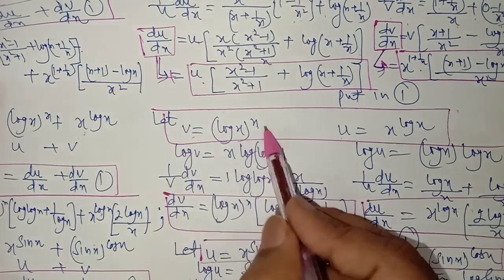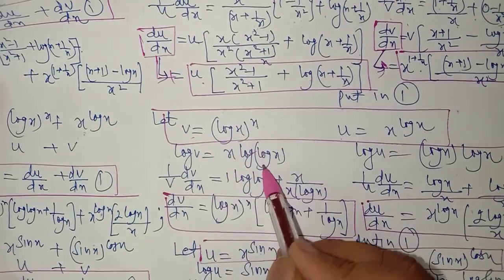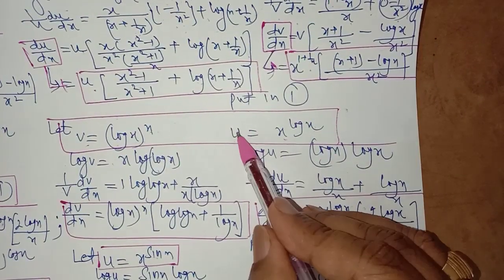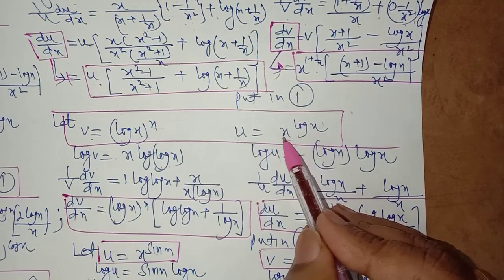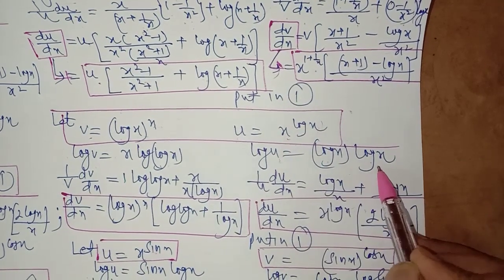Now we differentiate this by taking the log. So log v will be equal to x multiplied with log of log x, as the power gets multiplied with the log. And taking log of u, log u will be equal to log x multiplied with log x, as the power gets multiplied by the log of this.